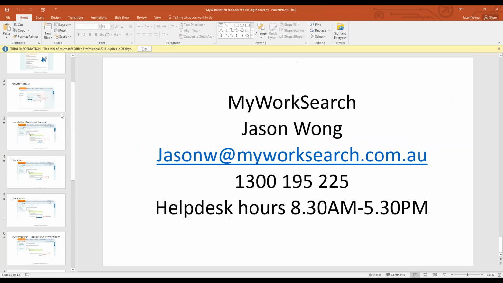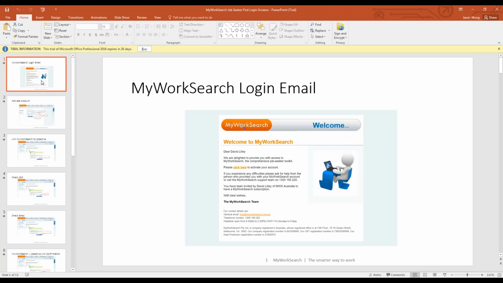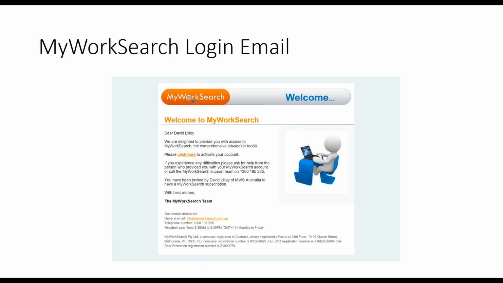Now, I'm not too sure how far along you guys are in the process of using MyWorkSearch, but I should start from the very beginning, just in case you don't know about these steps. Whenever an advisor creates an account for you, you'll receive an email from the provider, and this email looks like this. It says, Dear such and such, we're delighted to provide you with access to MyWorkSearch, the comprehensive job seeker toolkit. And here it has a link to the activation page.